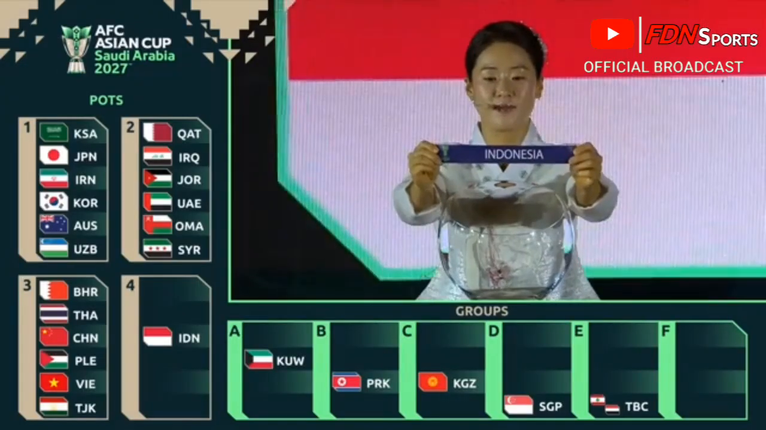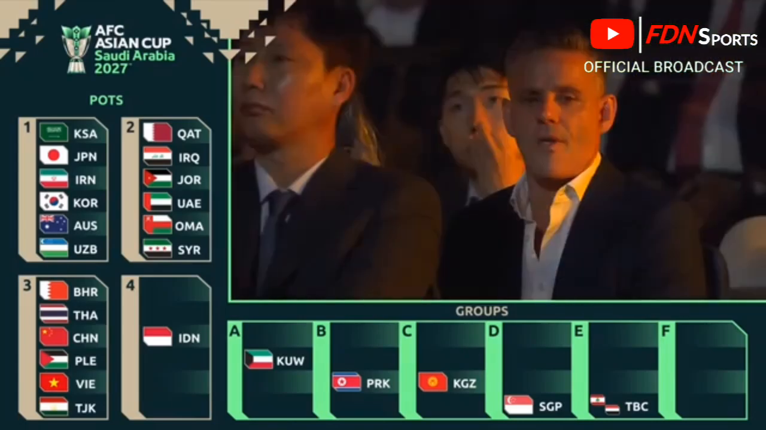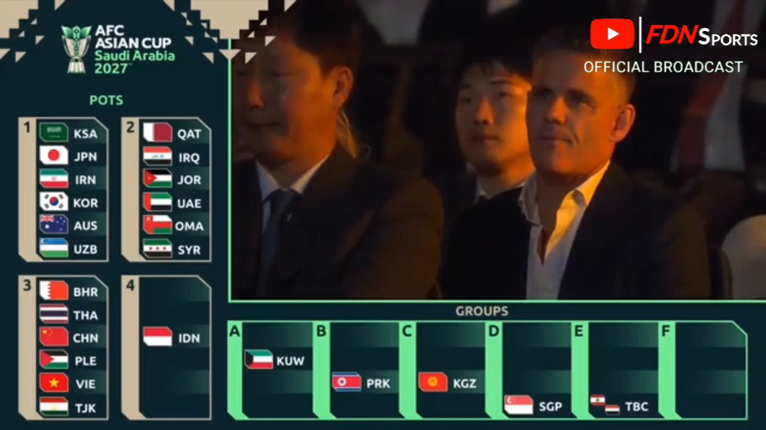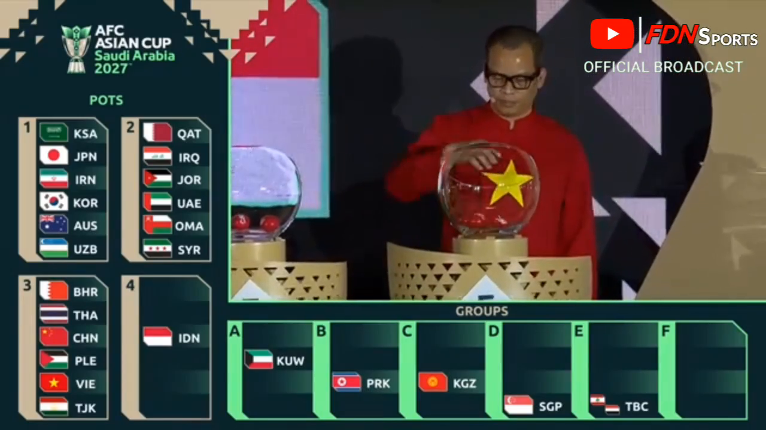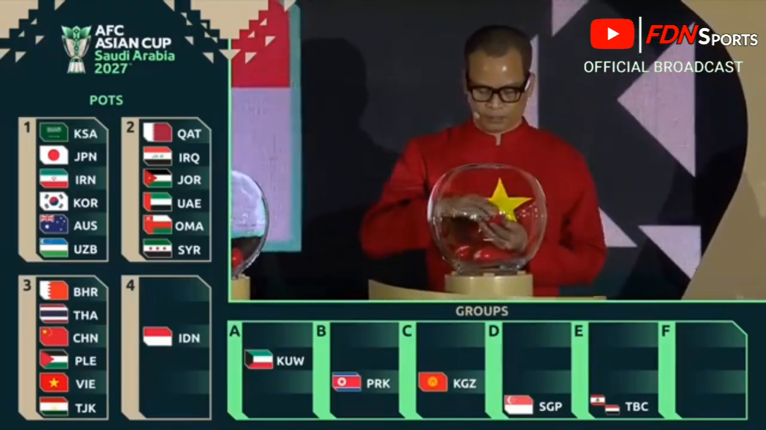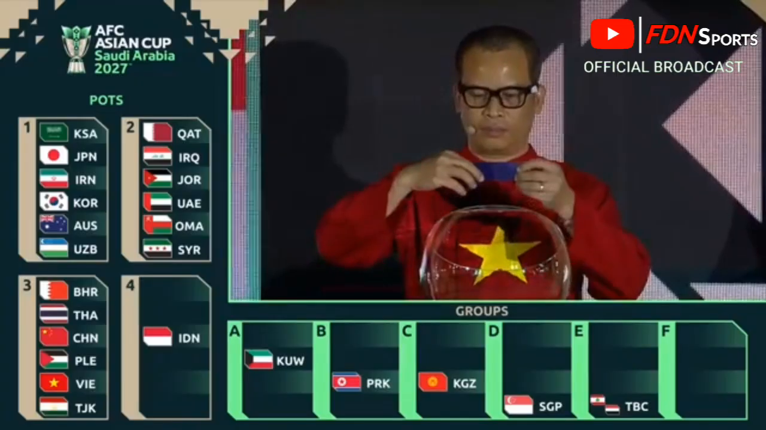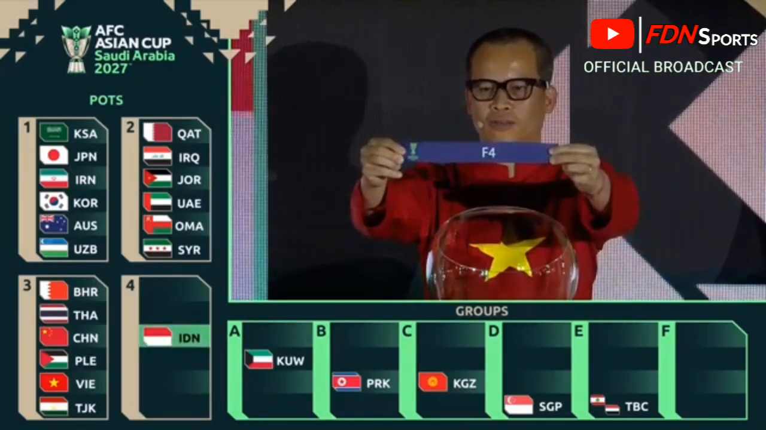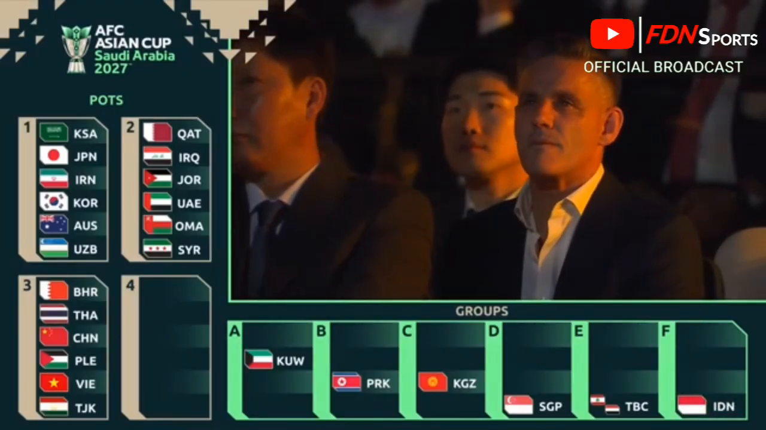Indonesia. Indonesia, second consecutive appearance and 6th overall. They reached the knockout stage for the first time in 2023, ending in round of 16. Ming Hai, let's look at which position they are in Group F. F4. So they will be in position 4 in Group F.